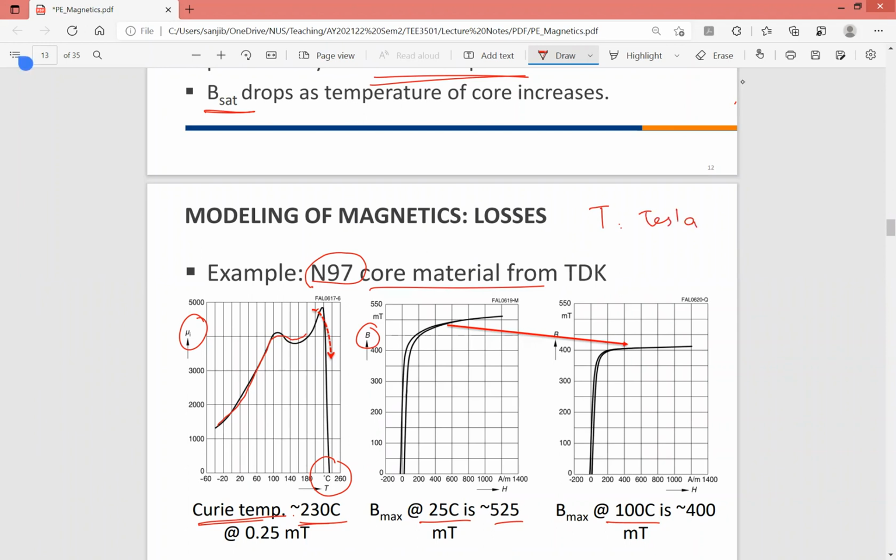So typically you can see for this core material, it's millitesla. Whereas in power systems, we operate at normally more than 1.2, 1.5 Tesla. Whereas in power electronics, for this kind of material, they're normally high frequency materials and they don't operate at very high Tesla. Just at the order of 0.5 Tesla.